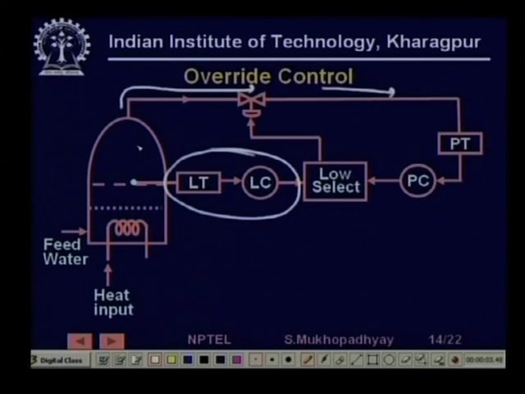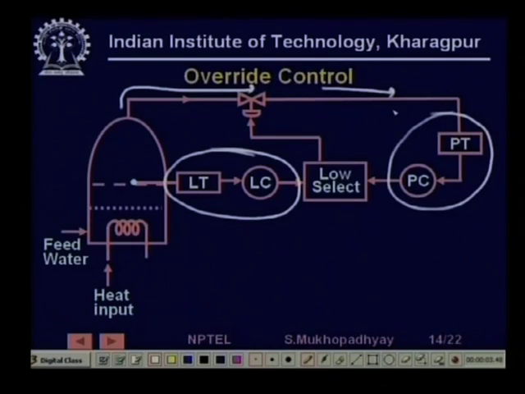On the other hand, the pressure of the steam should not go beyond a certain limit, because then that may cause leaks, that may cause accidents. So, if the pressure goes over a certain limit, then the pressure control mechanism should take precedence. So, you are having two different control loops, and which one will take precedence in a given situation depends on the state of two variables.